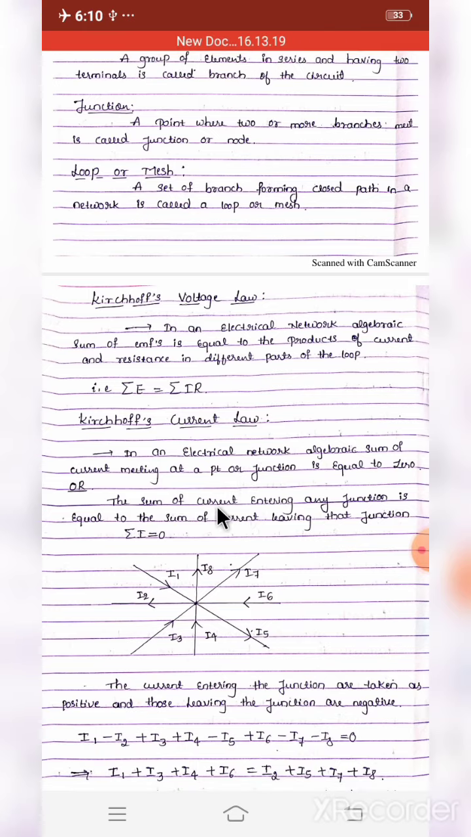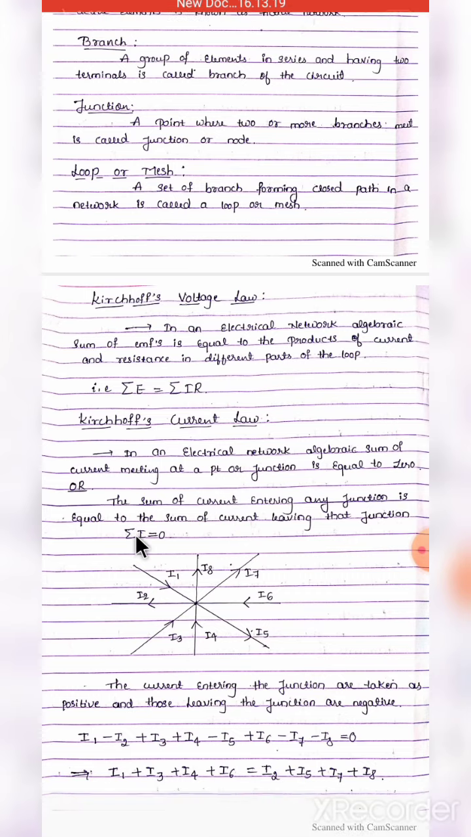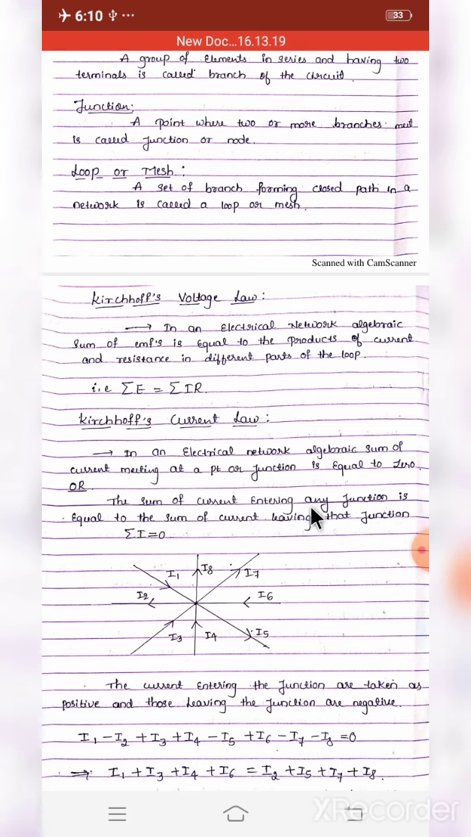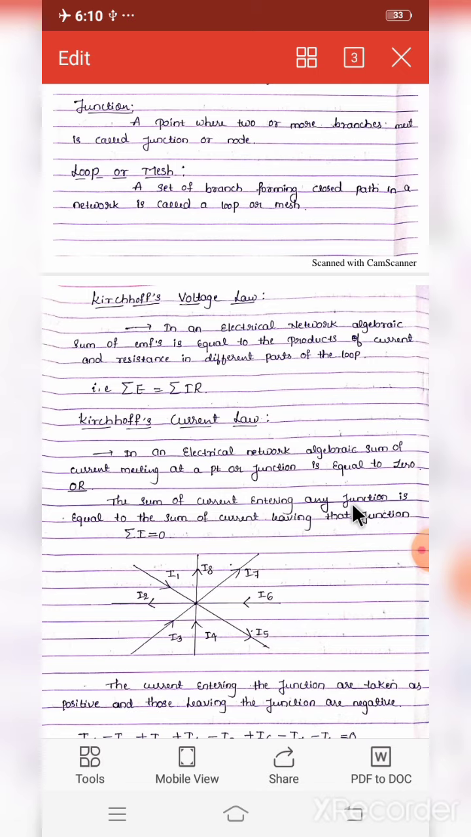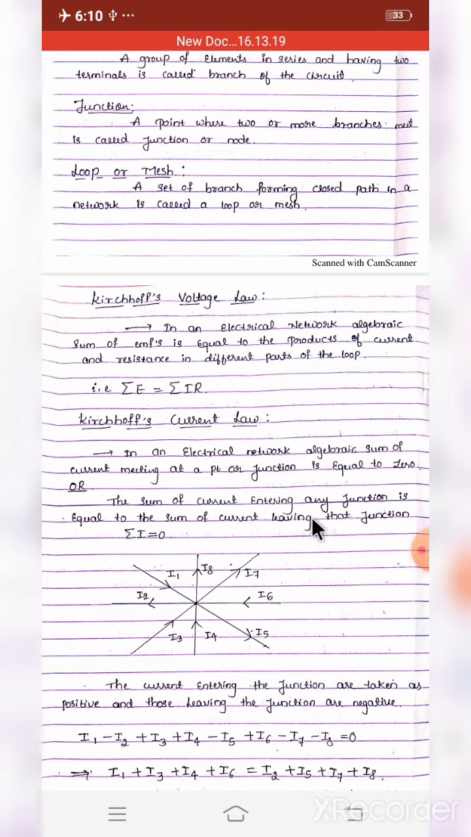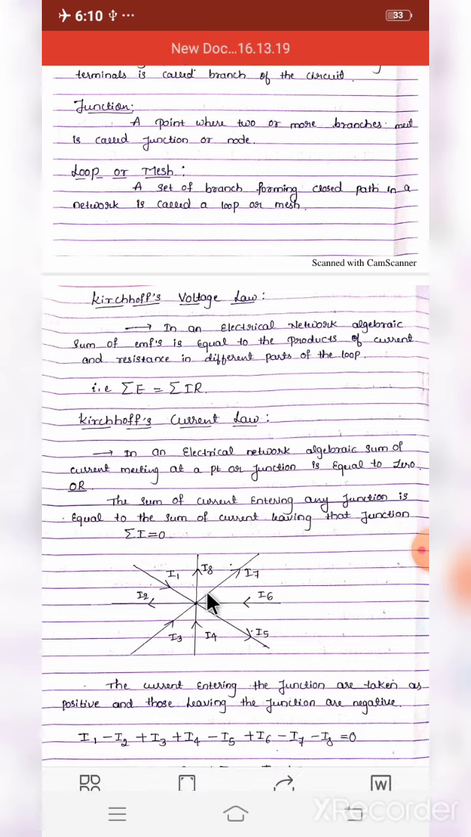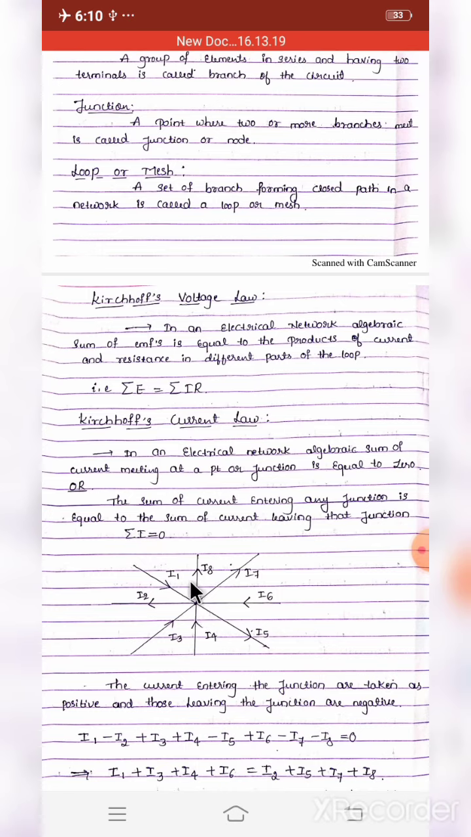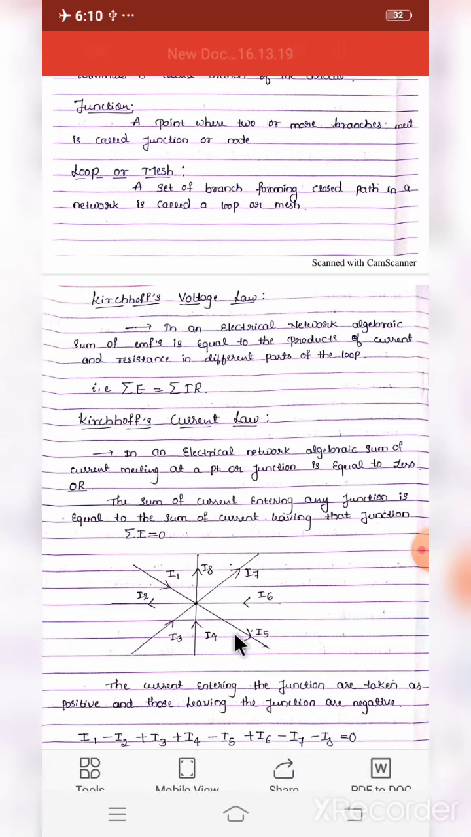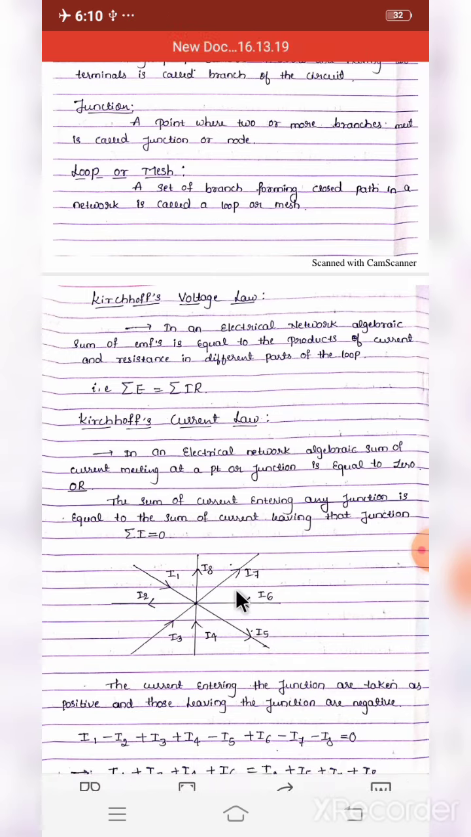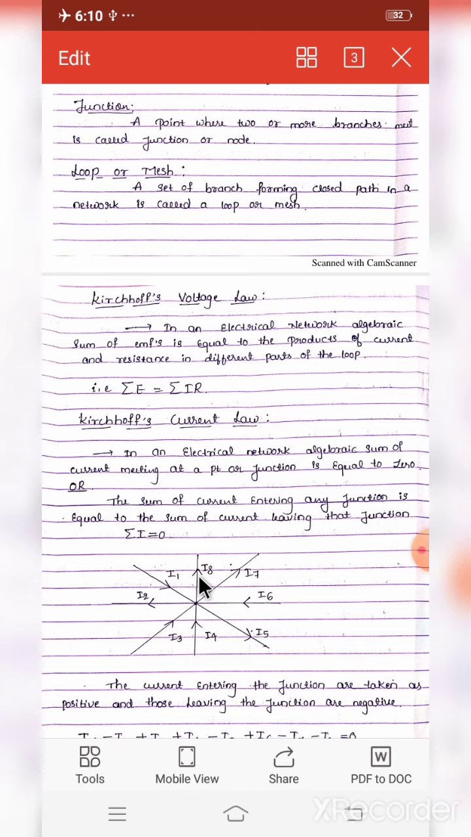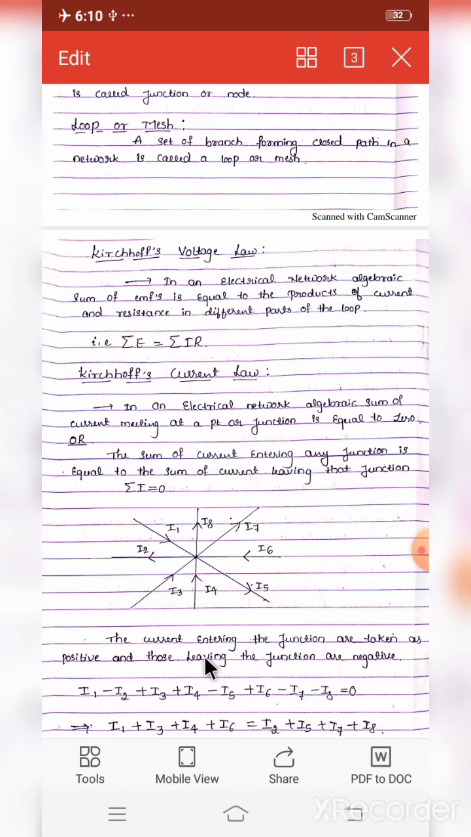Otherwise, the sum of current entering any junction is equal to the sum of current leaving that junction. See, this is easy. The sum of current entering any junction, the incoming current, is equal to the sum of current leaving that junction, meaning total incoming current equals total outgoing current, that is summation I equals 0. See here, this is one node. I1 is incoming current, I2 outgoing, I3 incoming, I4 also incoming, I5 outgoing, I6 incoming, I7 outgoing, I8 outgoing. So the total incoming current equals the total outgoing current.